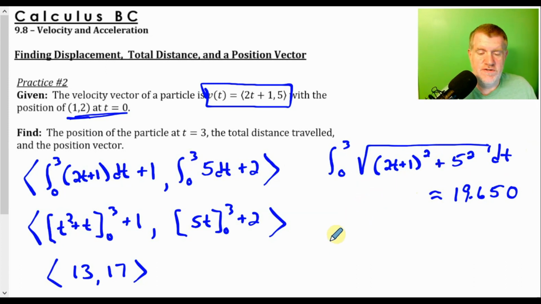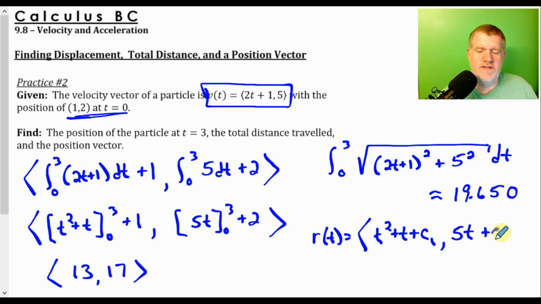And what is that position vector? Well, the position vector would be the antiderivative. Okay? So if we take the antiderivative, what we would get is, let's see, well, I was right here. So like t squared plus t plus some constant. And the y component would be 5t plus another constant. Well, just to make it easier, since they gave us time equals 0, if I plug in 0 for t, I get 0 plus 0 plus c1. So c1 should equal 1.